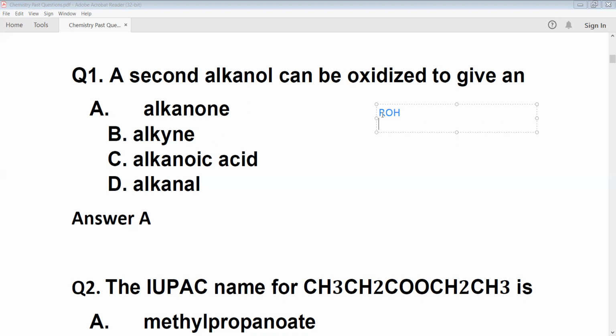What of alkanone, that is option A? It has a functional group of RCOR, so it contains a carbonyl group. A carbonyl group is a carbon that has a carbon to oxygen double bond. Then we have alkanoic acids, and the functional group of alkanoic acid is RCOOH. Then we have alkanal, whose functional group is RCHO. Then we also have alkyne. Alkynes are a class of organic compounds that have a carbon to carbon triple bond.